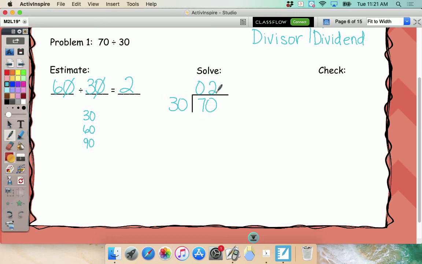Okay? Now I multiply. What do I multiply? 2 times 30, which I already know because it's here and here. So what is it? 60. After I multiply, what do I do? Subtract. Then you get 10.